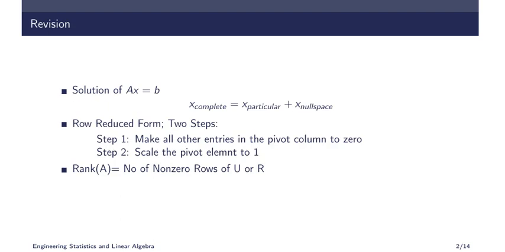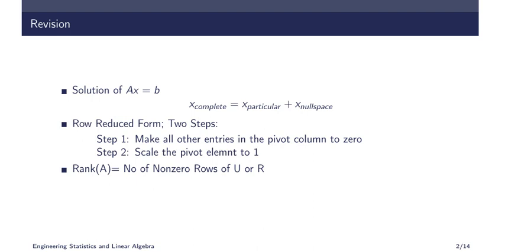Now, revising what we have learnt in the previous class, we have seen the solution of a system of linear equations Ax = b, if the number of equations is less than the number of variables, that is m < n. The entire solution will be x complete = x particular + x null space, where x particular is the particular solution for Ax = b, and x null space is the special solution using the free variables.